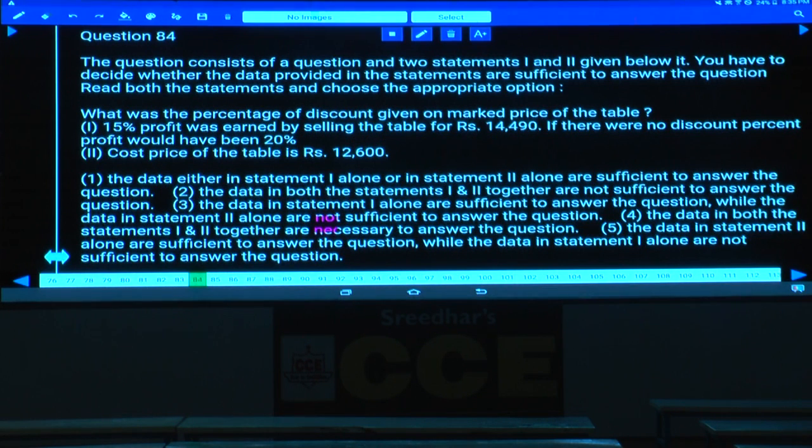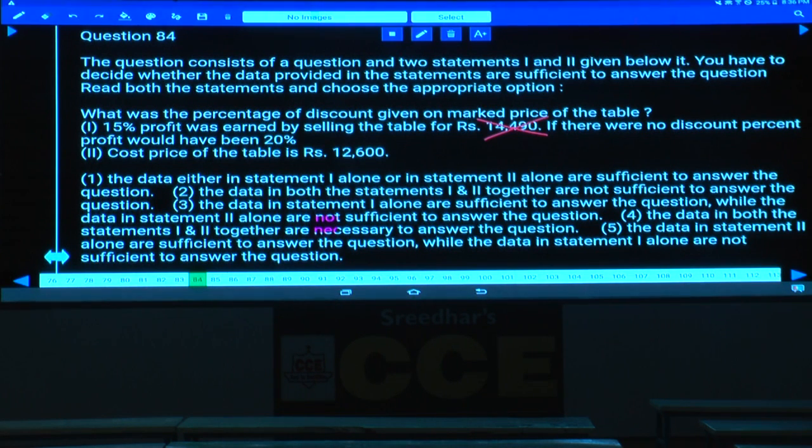Next, what was the percentage of discount given on the market price of the table? 15% profit was earned by selling the table for 14,490. If there were no discount, the percentage of profit would have been 20%. Will you get the answer using 1 alone? Yes. You don't need even this number also.